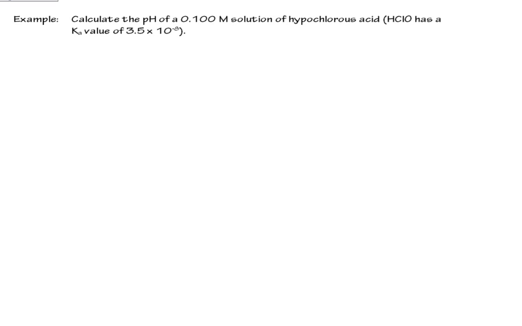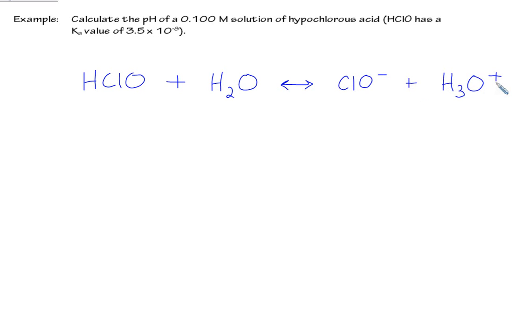So we're going to start with some hypochlorous acid, HClO. We'll put the water in there. There will be a hydrogen transfer between the acid and the water. We'll be left with the ClO minus ion and H3O plus hydronium. We're going to set up an ice table. ICE.